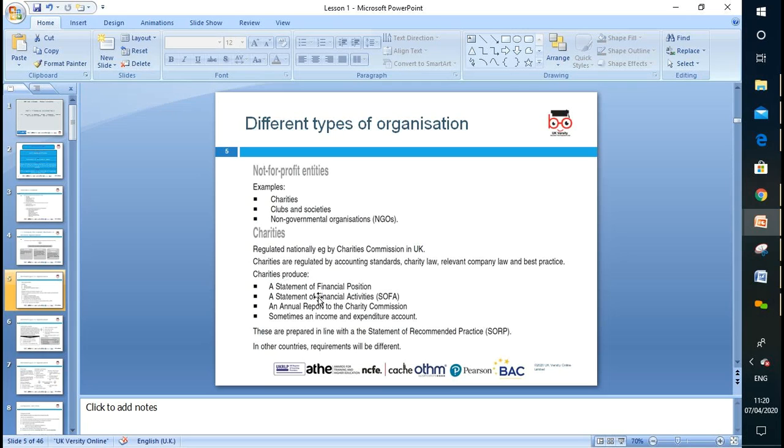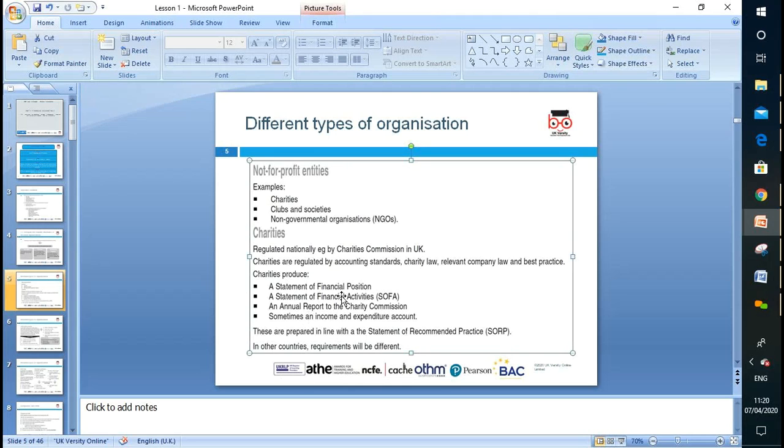So charities are regulated by the accounting standards, charities law, relevant companies laws, and best practices. Charities have to produce accounts. So what sort of accounts? They have to produce the financial position, which shows how much the assets are worth, how much the liabilities are worth, and how much capital investment we have in the business.